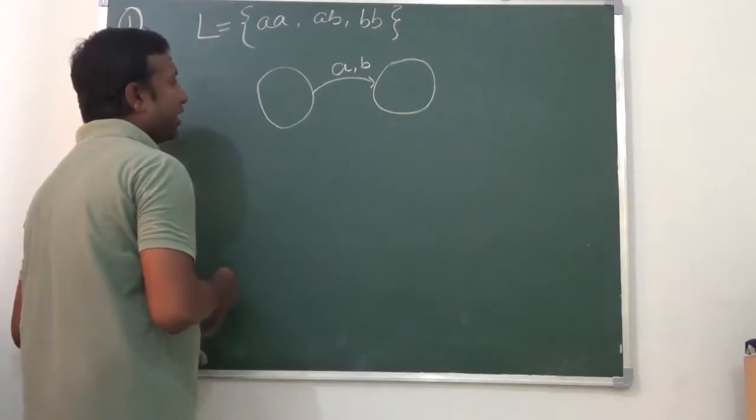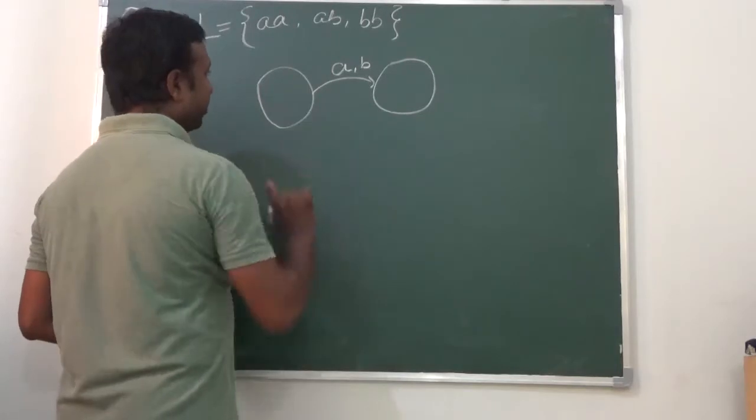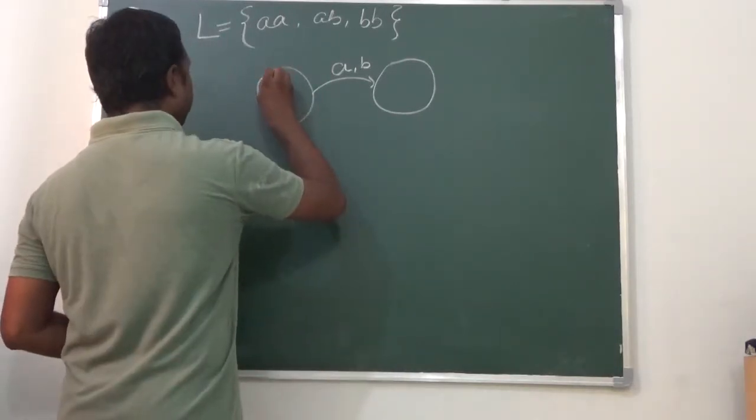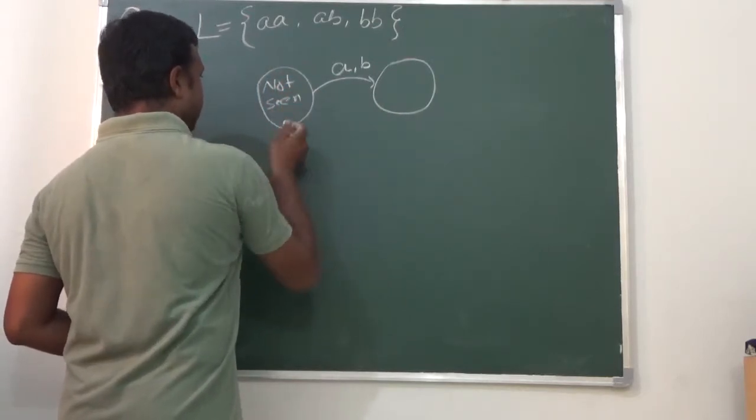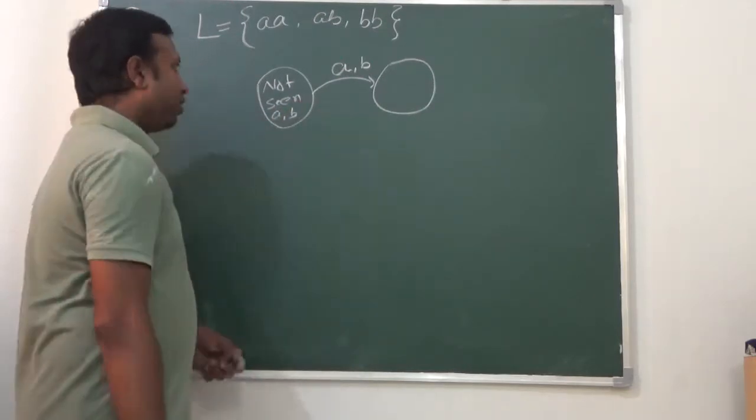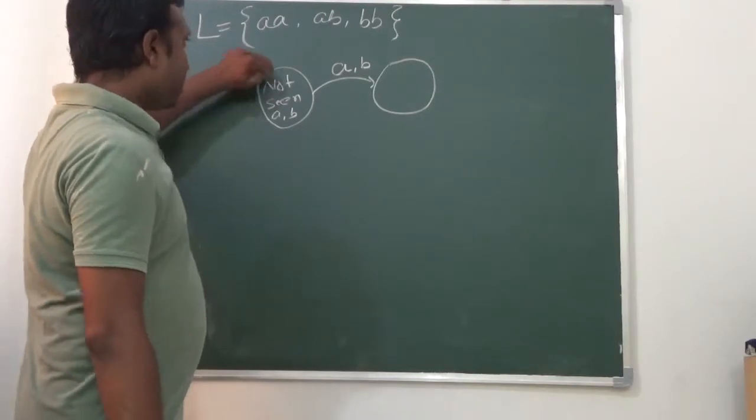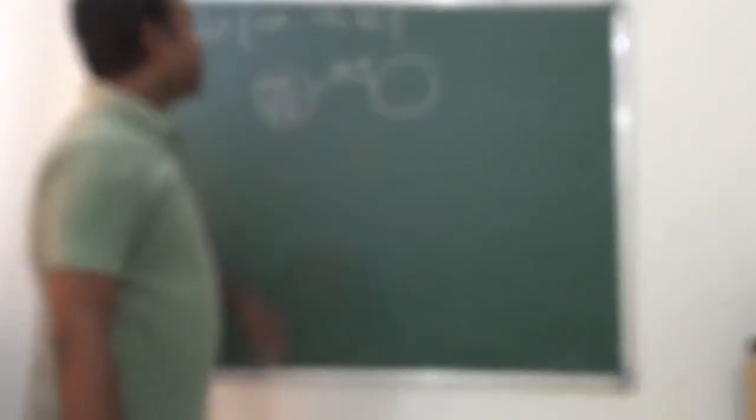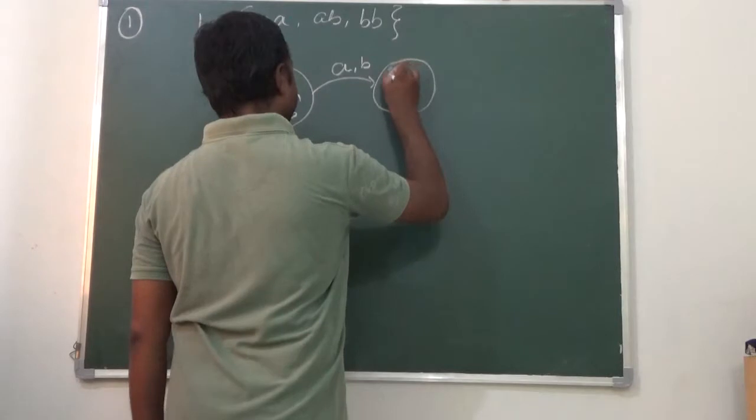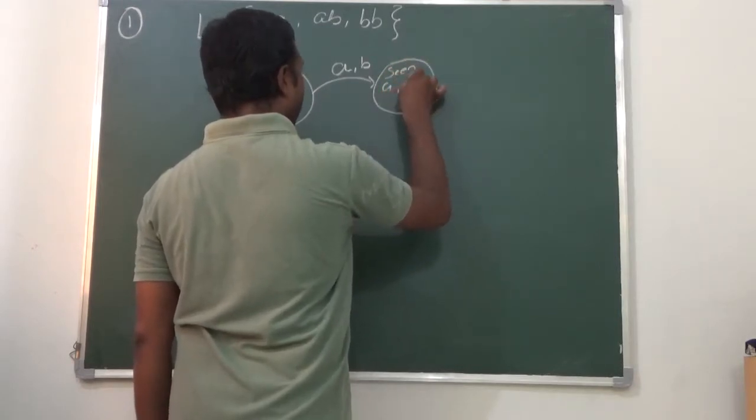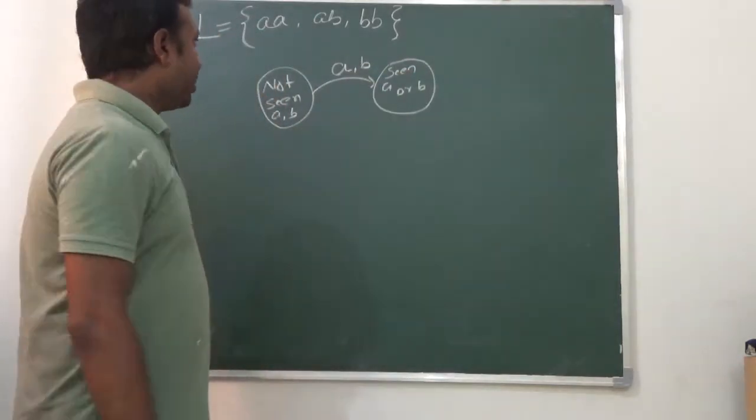What is the meaning of this state? This is obviously the start state, so it has still not seen any particular symbol, not seen A or B. That is the meaning of this state. And once you have not seen any A or B and you see A or B, then you migrate to this state. So one of the symbols you have already seen. That is the meaning of this state.